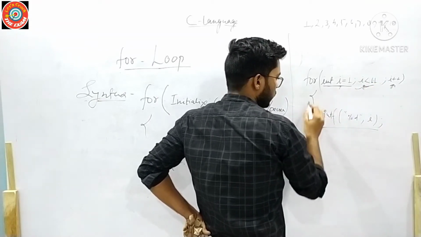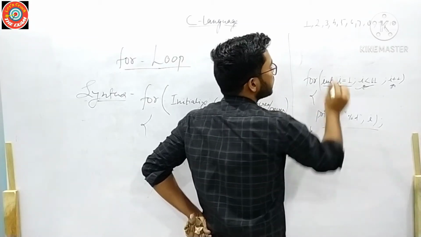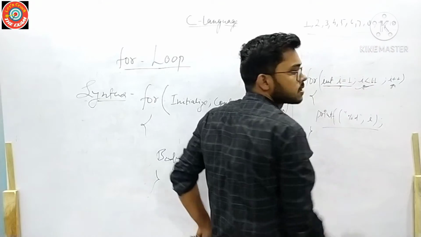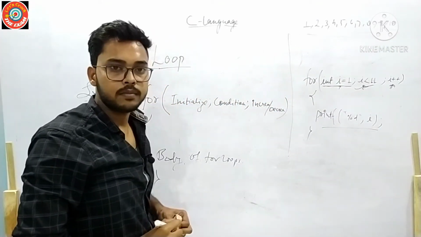Now the for loop will break down. The for loop will stop, and it will print the numbers 1 to 10. So this is the working of the for loop.